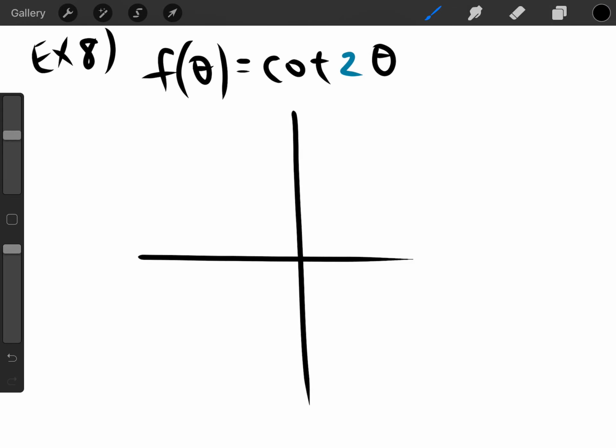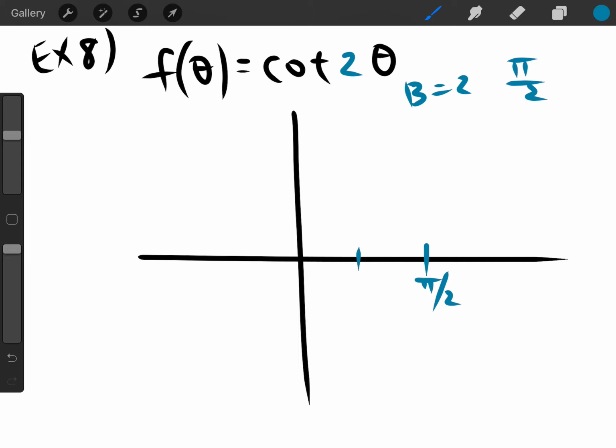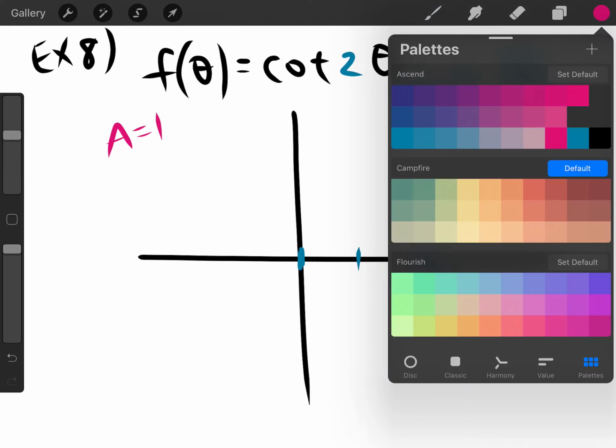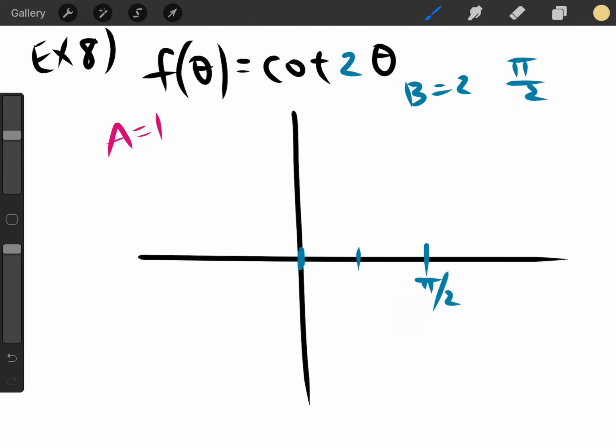Let's draw the XY axis. Okay, it looks like B value is 2, so it's going to be in the period of pi over 2. So when you're labeling it, it's going to be pi over 2. Halfway of the pi over 2, this is where the curve is going to turn. And then you're looking at the A value is 1, so there's no change in the steepness. So let's just go ahead and graph the only curve we need to show. So just go ahead and graph the curve.